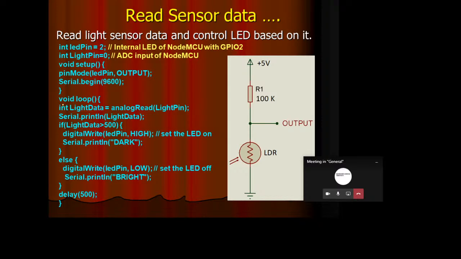And this is the command we are using: light data equal to analogRead(light pin), and the light pin we are using here is 0, because A0 is the pin at which we are connecting our sensor.